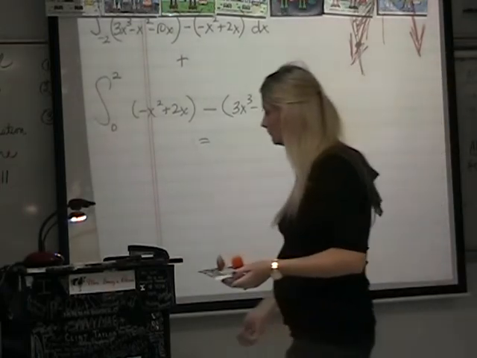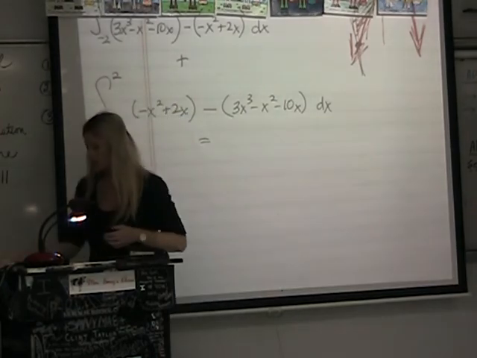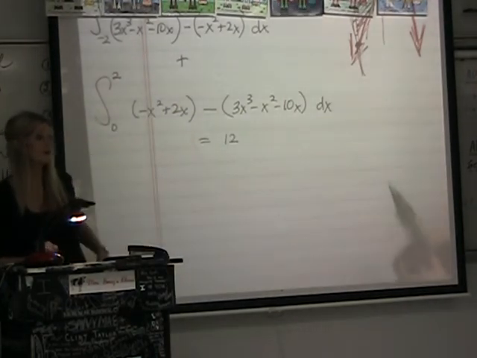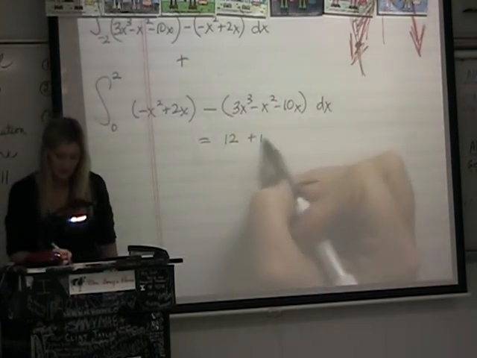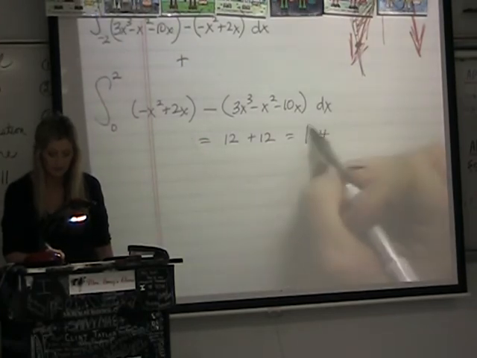Okay, what are we getting for the first area? 12, okay. And for the other area? 12. So that means the total area is 24.